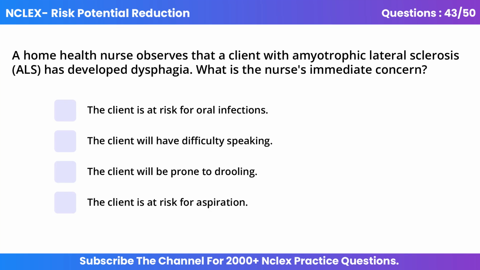Question 43. A home health nurse observes that a client with amyotrophic lateral sclerosis, ALS, has developed dysphagia. What is the nurse's immediate concern? D. The client is at risk for aspiration.